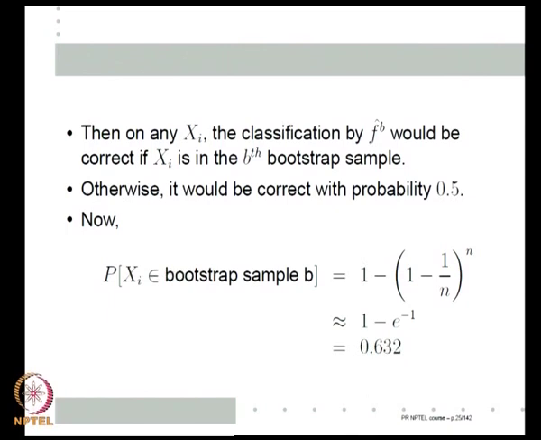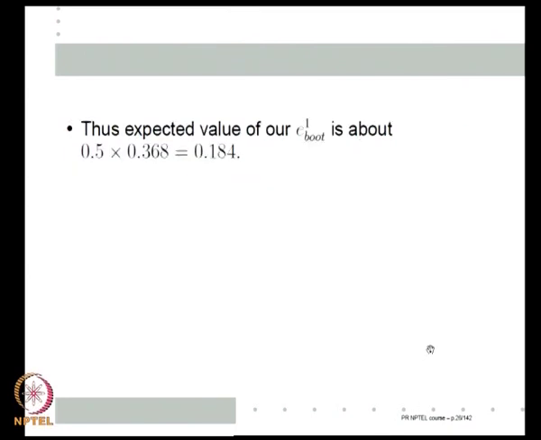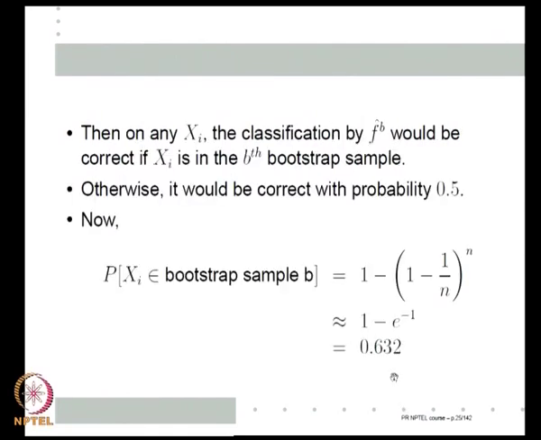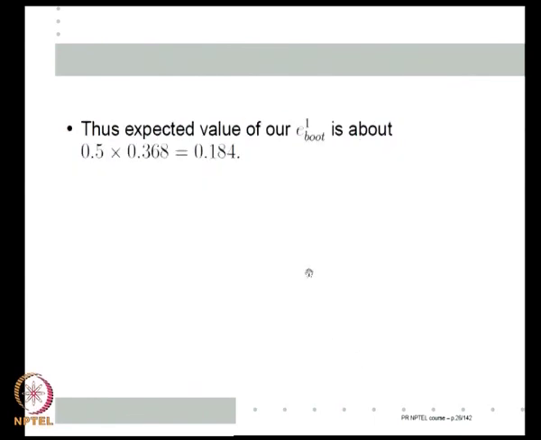Okay. So, this does not depend on i or b. For any i and b, the probability xi belongs to bootstrap b is about 0.63 for large n. Okay. This approximation of this to e to the power minus 1 is fairly good. So, which means the expected value of our E1 boot is, because this is 0.632, xi not being in the bootstrap sample is 0.368, and into 0.5 will give me about 0.184, right.